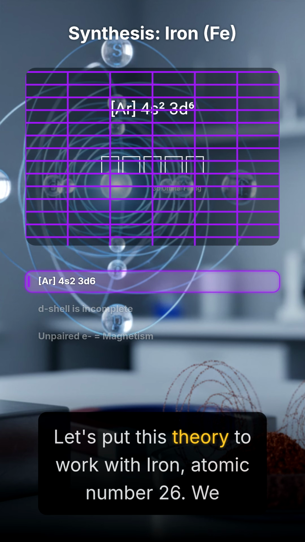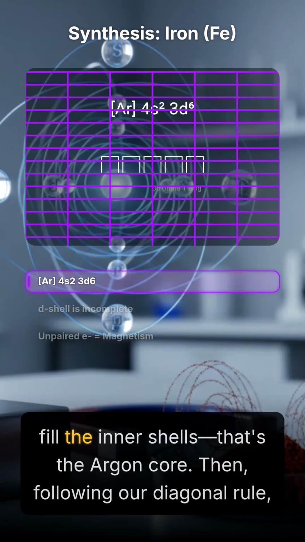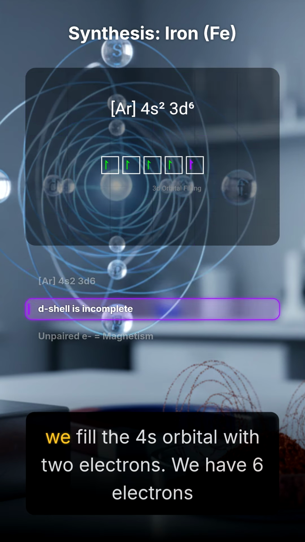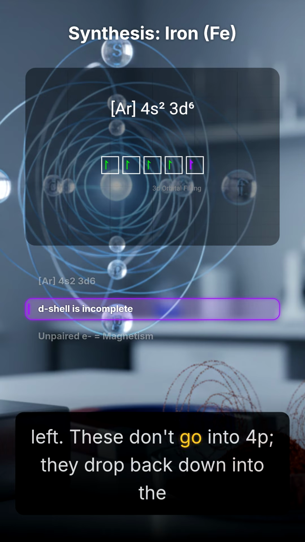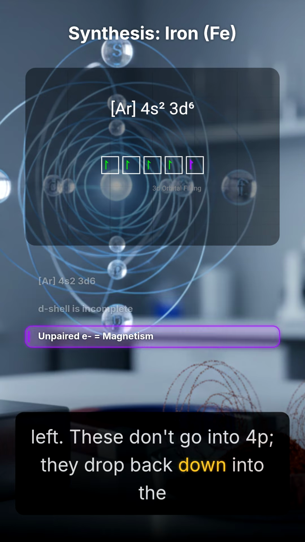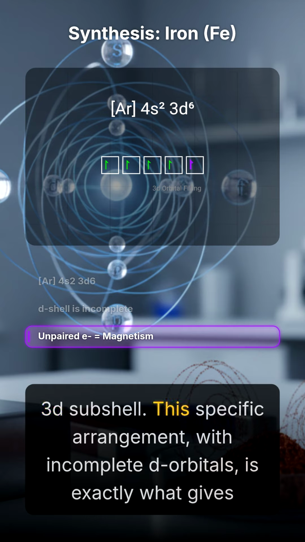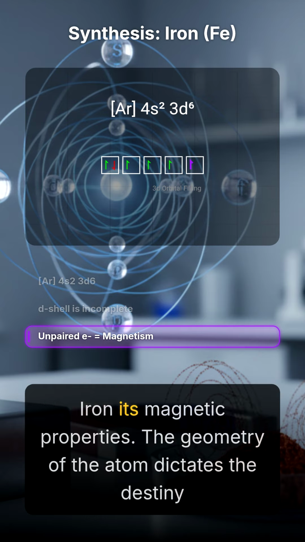Let's put this theory to work with iron. Atomic number 26. We fill the inner shells. That's the argon core. Then, following our diagonal rule, we fill the 4s orbital with 2 electrons. We have 6 electrons left. These don't go into 4p. They drop back down into the 3d subshell. This specific arrangement, with incomplete d orbitals, is exactly what gives iron its magnetic properties. The geometry of the atom dictates the destiny of the material.